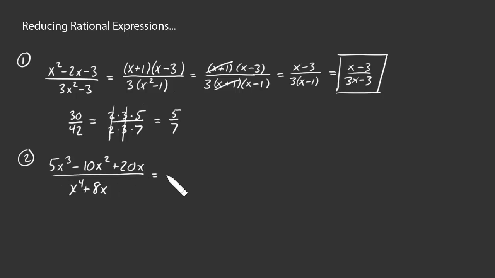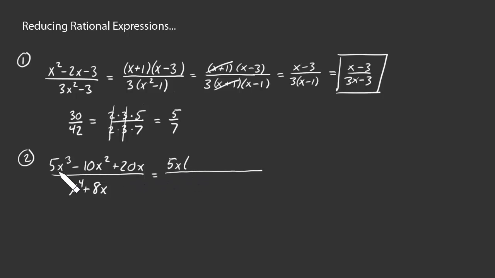So we have to factor this numerator. First thing we look for, of course, is there a common factor? Sure, there's an x on every one of these. There's a 5 as a factor on everything in the numerator. So I can pull out a 5x.